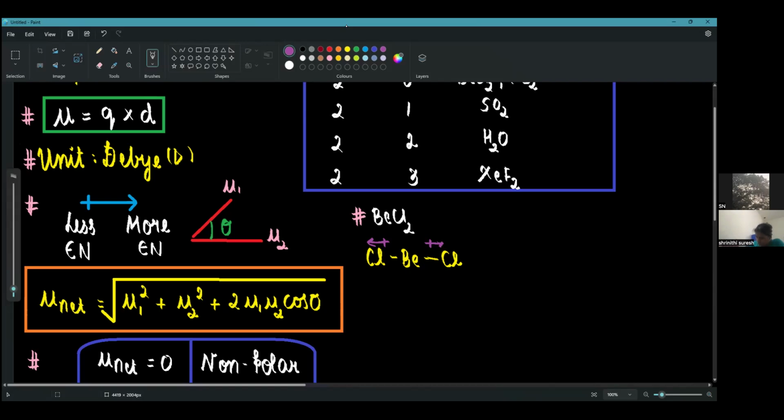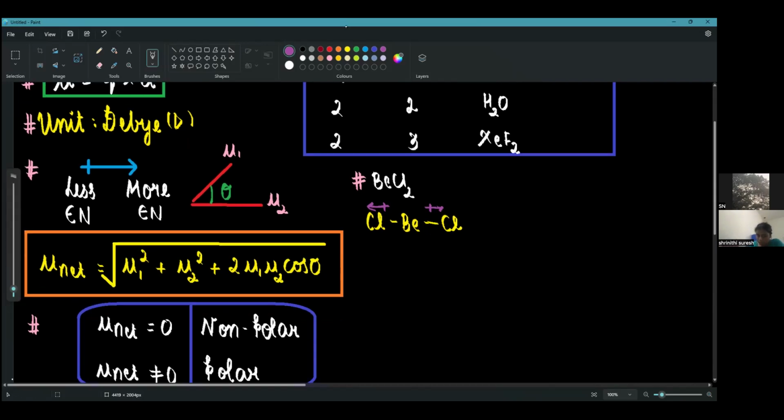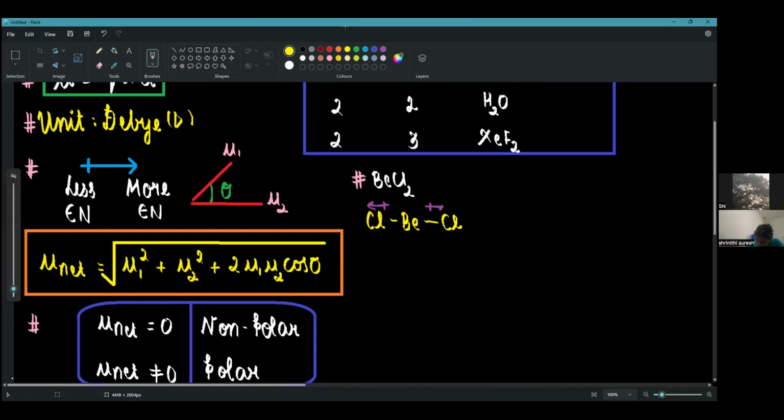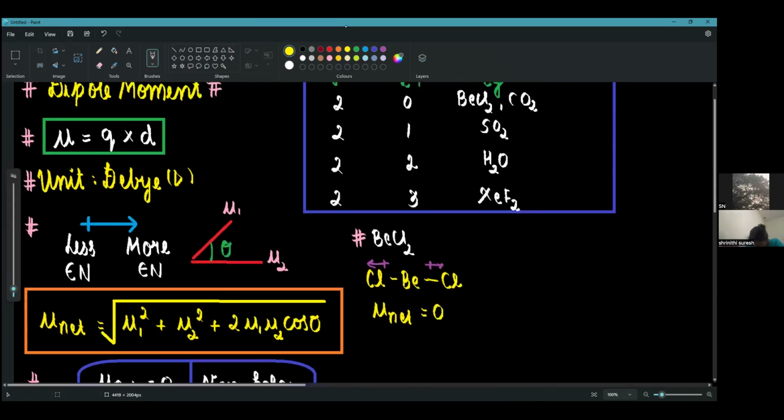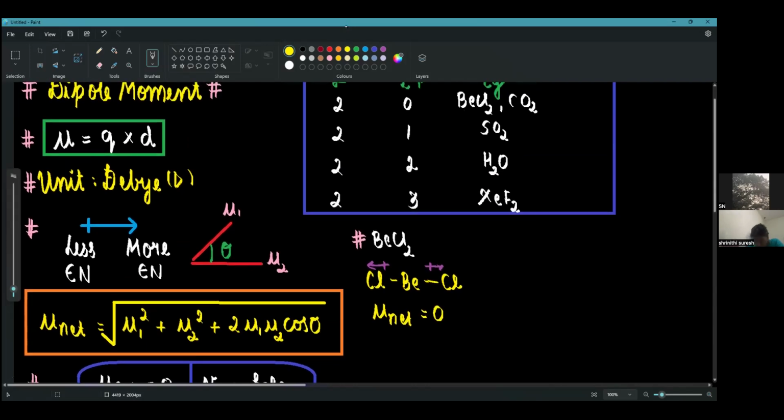They will cancel out each other. So here I would say that the net dipole moment is zero. So can I say that if the net dipole moment is zero, the molecule is non-polar in nature? Can I say that, madam?